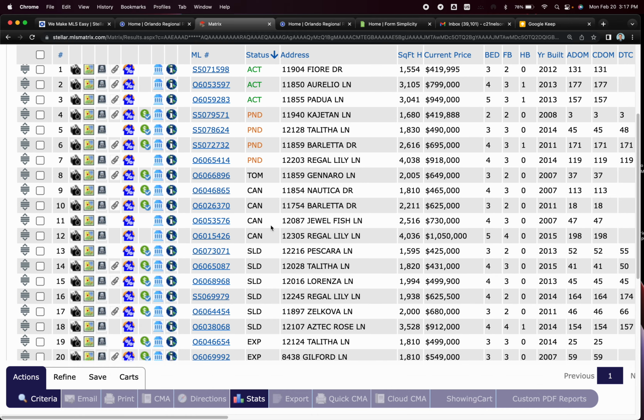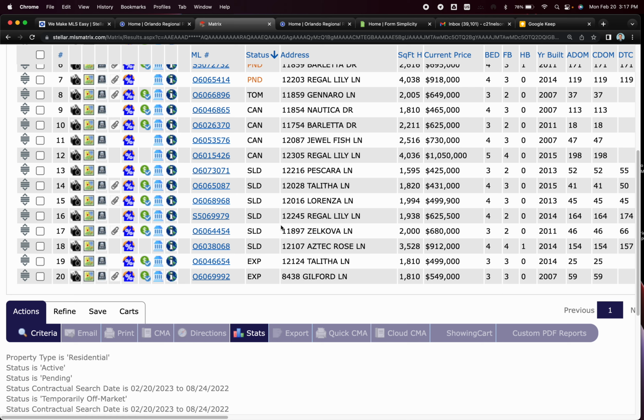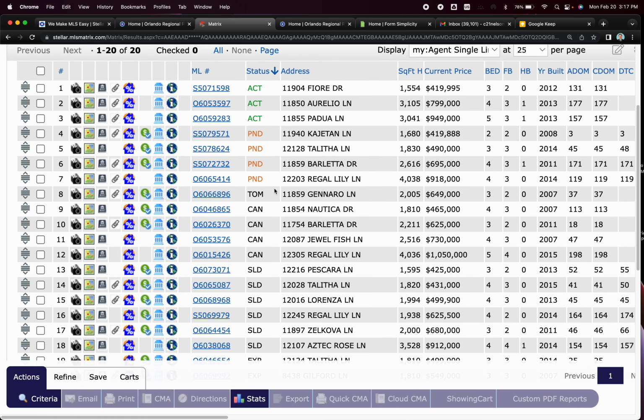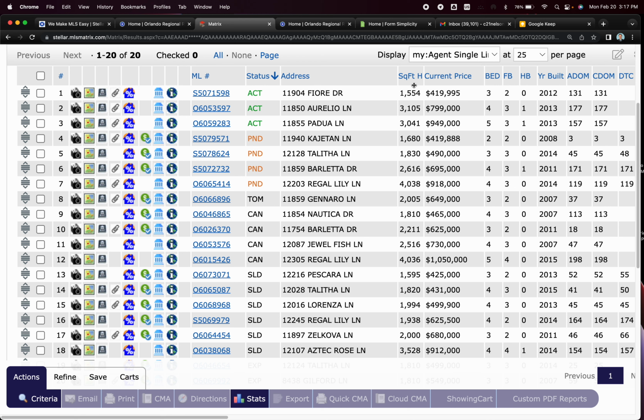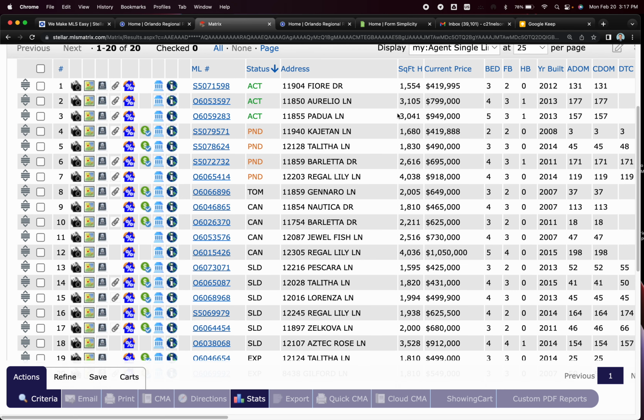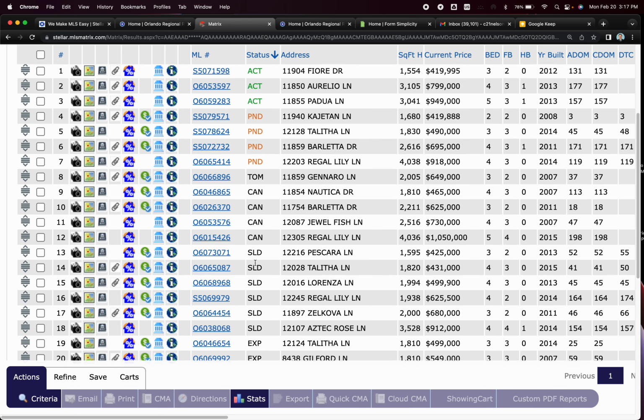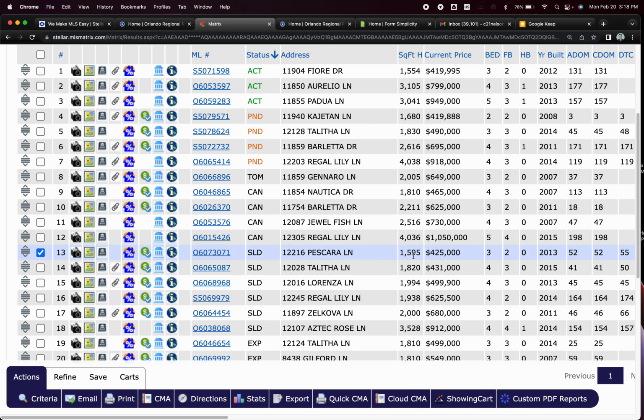So here's your CMA. This is a CMA, and you want to take a look at the CMA here. Your subject property is this one here, Fiore, which has 1,554 square feet. Now you want to look for the ones that have sold down here that are very close to that. This would be one of them. This one has sold and it had 1,595 square feet. This other one would be close to it as well. It had 1,800 square feet, and the other one had almost 2,000 square feet. So those 3, you have 3 comps right now.